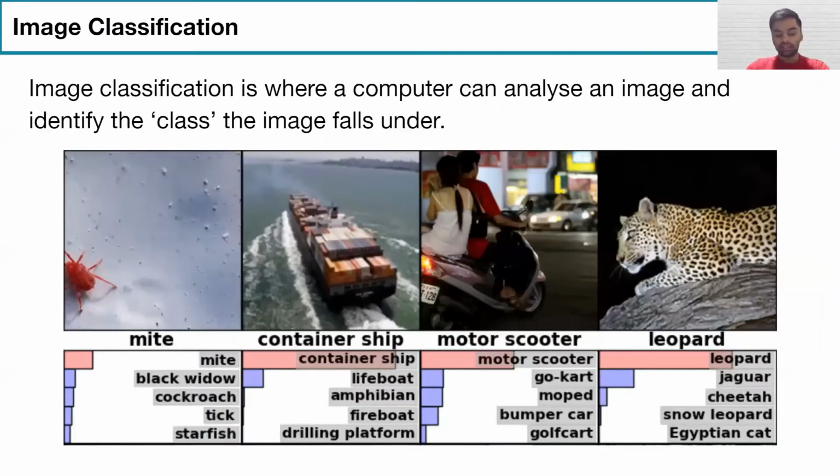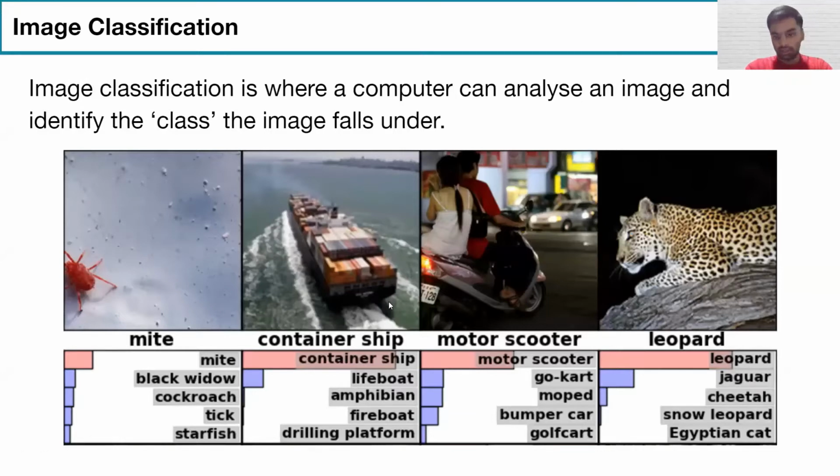So image classification is a type of computer program where there are these different categories known as classes, and you provide an image to a computer, and the computer tells you which of the classes the image belongs to.